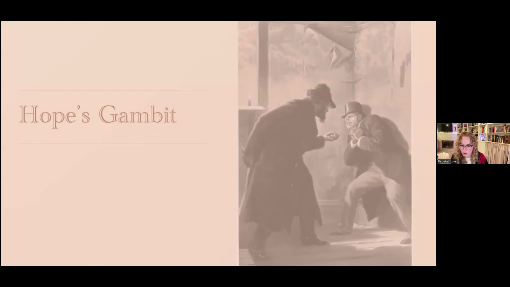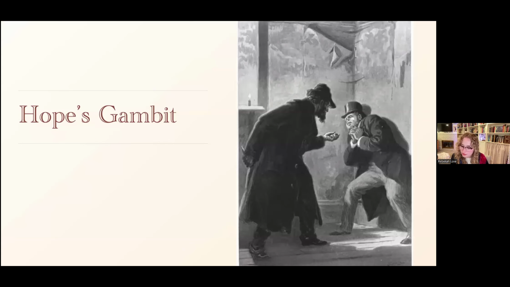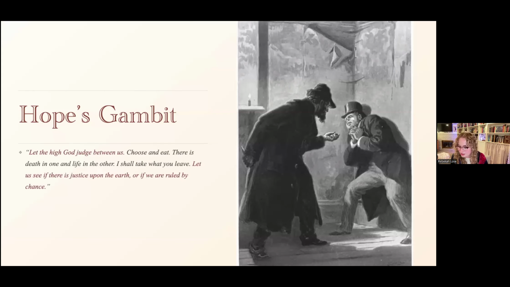We learn here that Hope did not quite murder Drebber. Instead, when they were alone, and after he had revealed himself, Hope had taken out a case with 2 pills from his pocket. "Let the high God judge between us," he tells Drebber. "Choose and eat. There is death in one and life in the other. I shall take what you leave. Let us see if there is justice upon this earth, or if we are ruled by chance." Drebber takes his pill. Hope takes the other. They wait. Drebber dies. Hope survives.